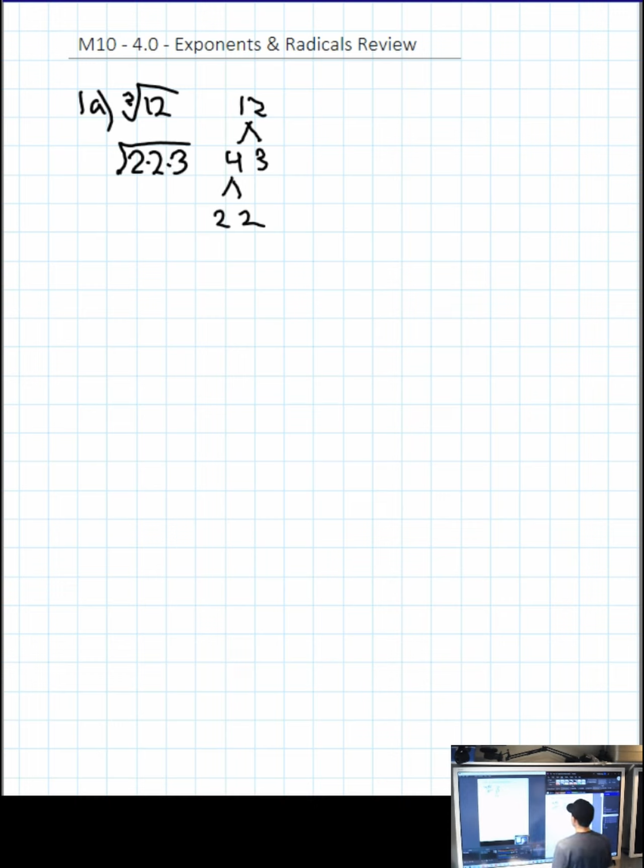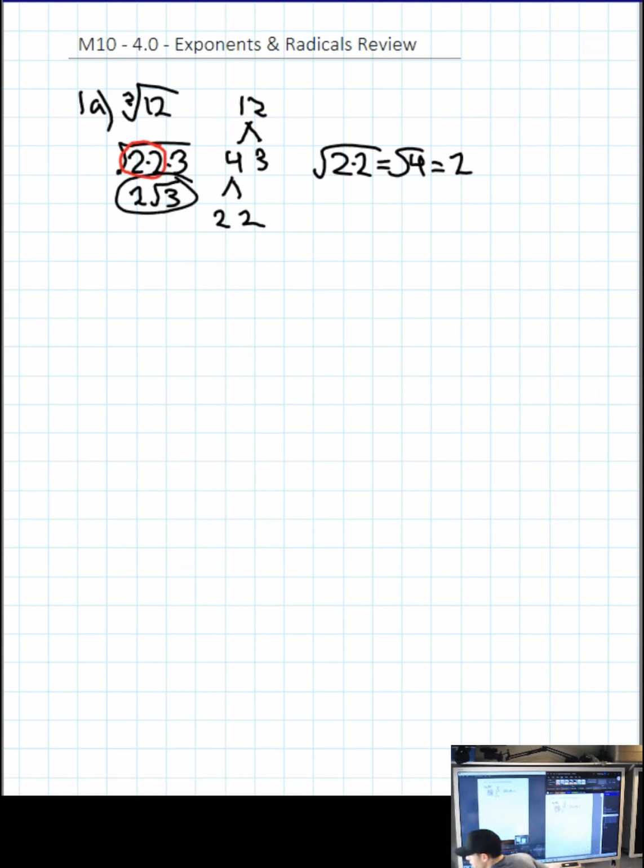Now, square root of 2 times 2 is the square root of 4, which is just 2. So if we have two 2's underneath a square root, again 2 times 2 is 4, and the square root of 4 is 2, so the answer is simply 2 square root 3.